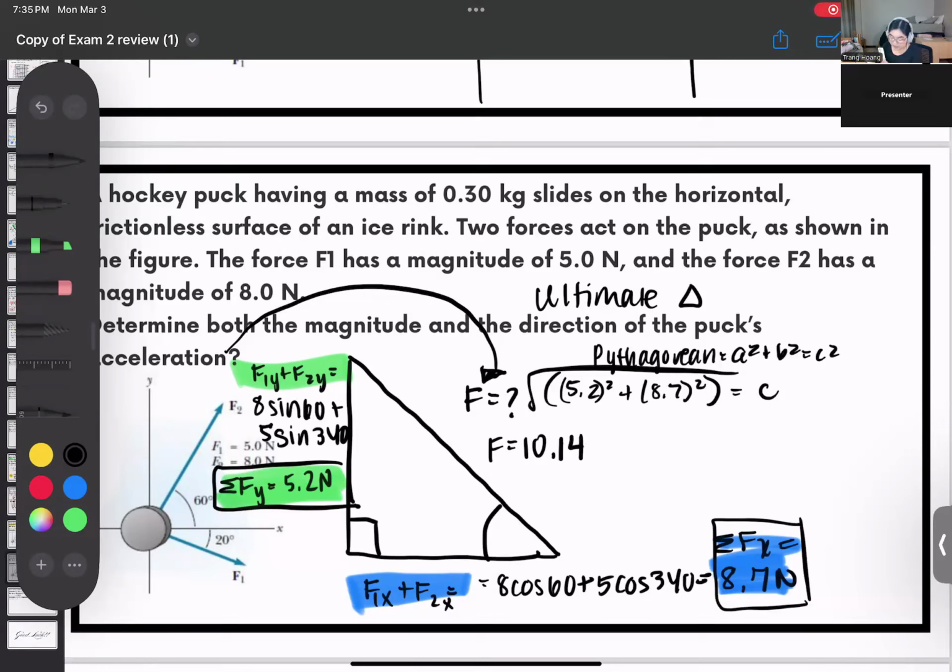Okay, now check yourself. Does that make logical sense? Is it greater? The hypotenuse is the longest side. Is it greater than each of the two sides? Yes, so we good. We balling? And we can kind of continue.